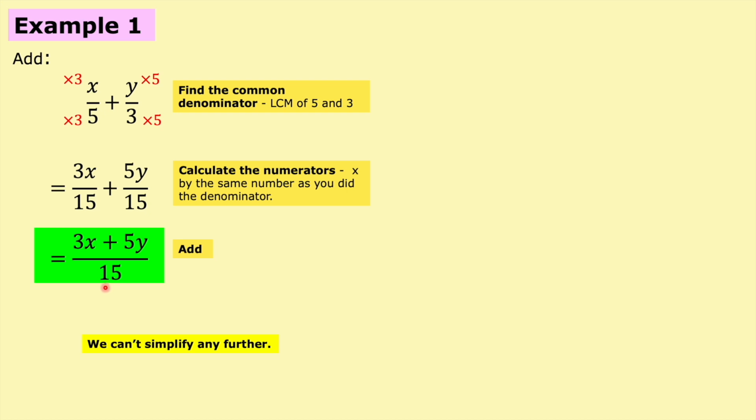A common mistake that some people make here is they start crossing out, saying I can cancel that 5 with a 15. But remember, you can only cancel things on the top and the bottom of the fraction if every single thing on the top is being multiplied. Because we've got an addition there, we can't simplify this any further. And we know our skills of collecting like terms. 3x plus 5y, that's fully simplified, and that's your answer.